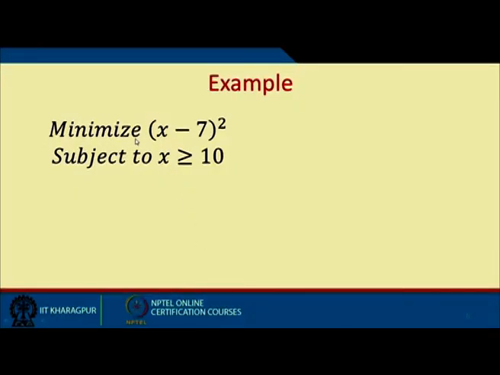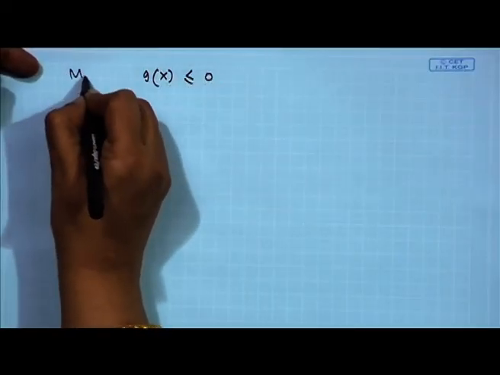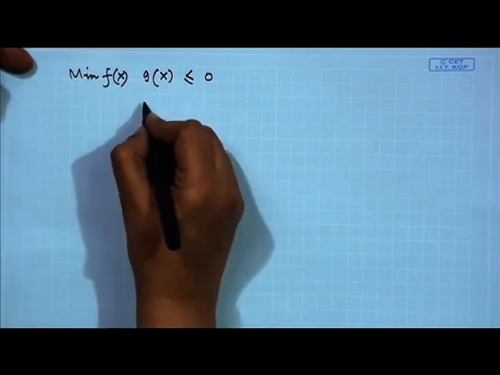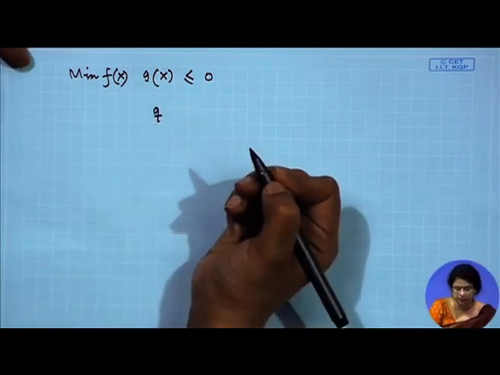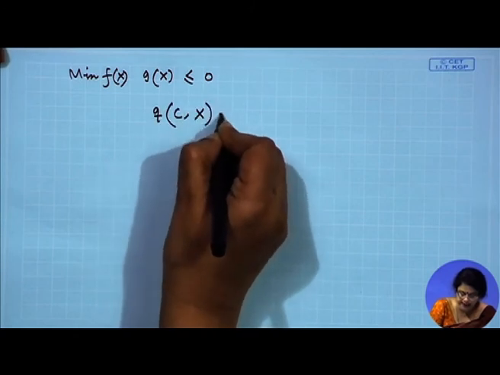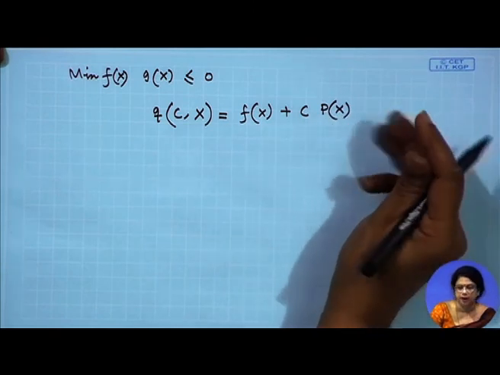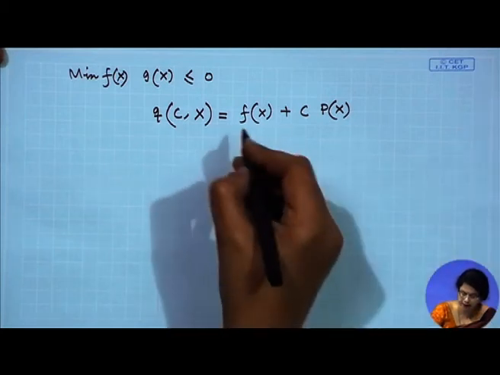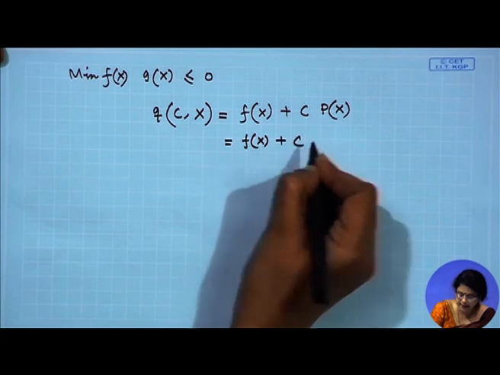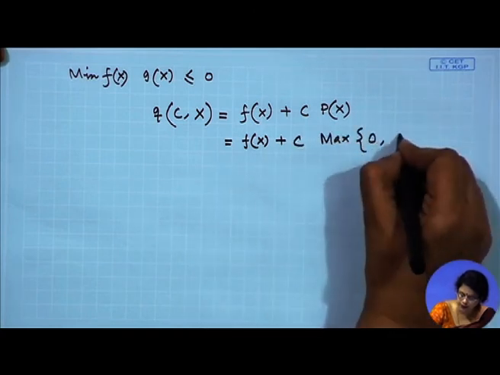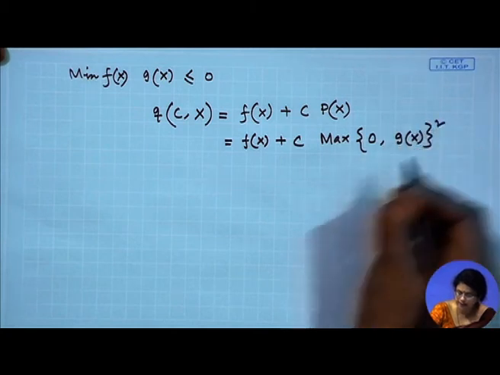Now, this is one of the examples: minimize (x minus 7) whole square subject to x greater than or equal to 10. Once we have the minimization problem, let us construct the constraint as g(x) less than or equal to 0, minimization of f(x). Then for this problem, if we consider the unconstrained optimization problem, say q, that is a function of c and x, this would be equal to f(x) plus c p(x), the penalty function. Now, for this problem, we have considered the penalty function as f(x) plus c max of 0 and the value g(x), and we have considered the square.